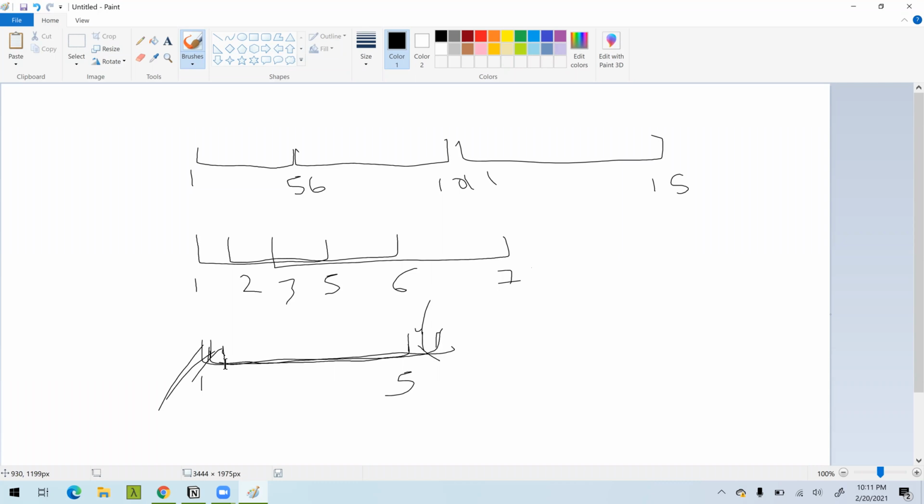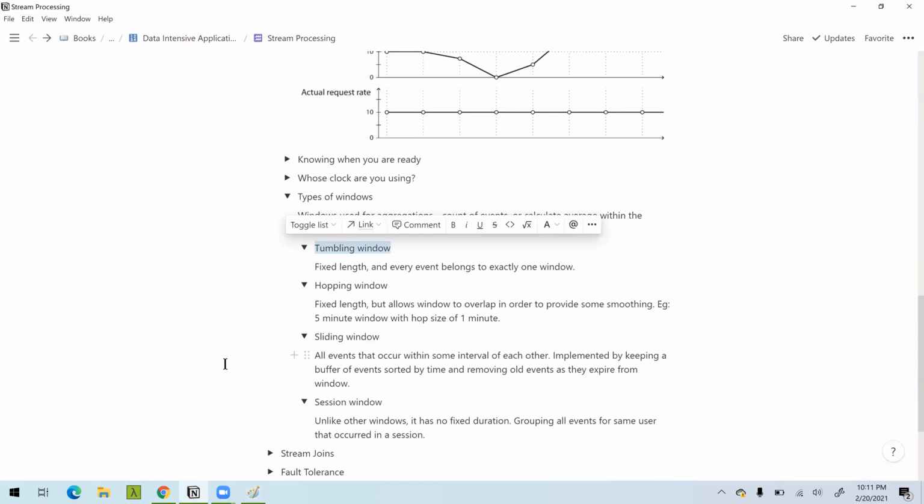It is implemented by taking a buffer of all the events that are sorted and that occur within that window of interval, and then you keep on removing the old events as they expire from the window, and you keep on adding the new events as your time window shifts, right?